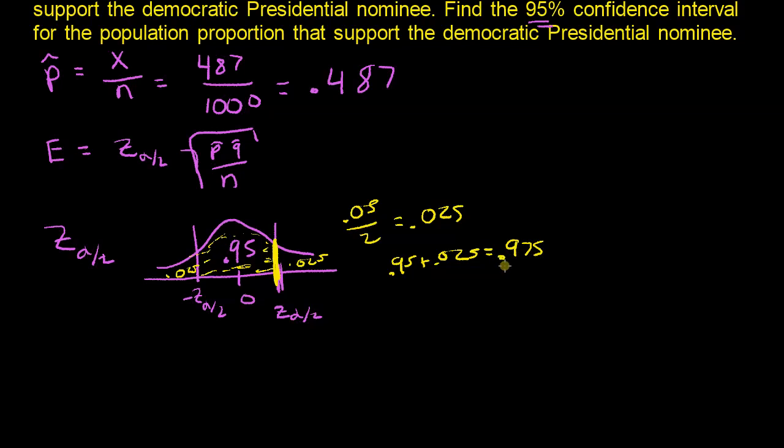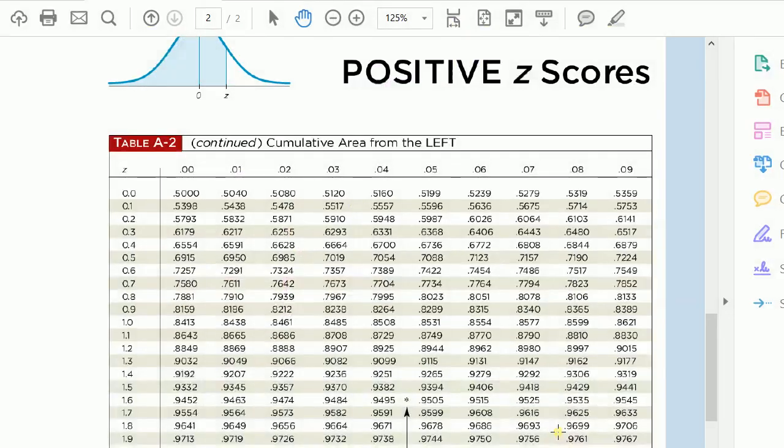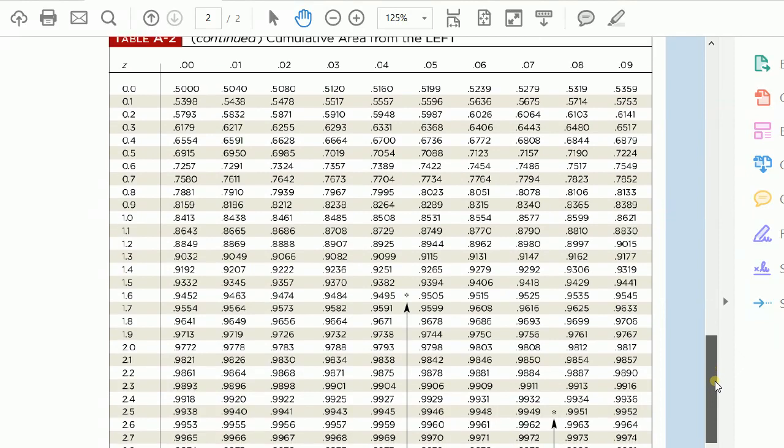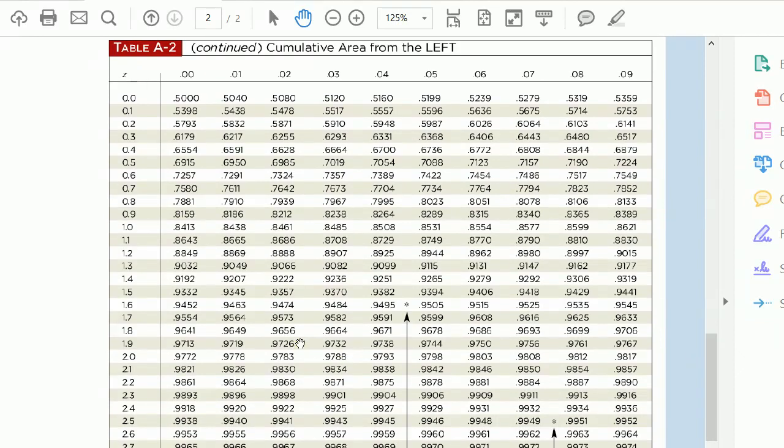All right, so let's go ahead and pull up our table. Now we're looking for where the area is 0.975, and we're looking for the corresponding z value. There we go, here it is, 0.975. The z value that corresponds to that is 1.96.